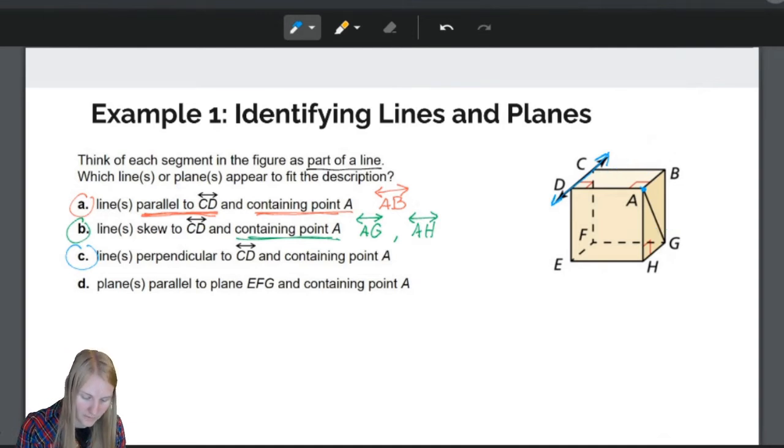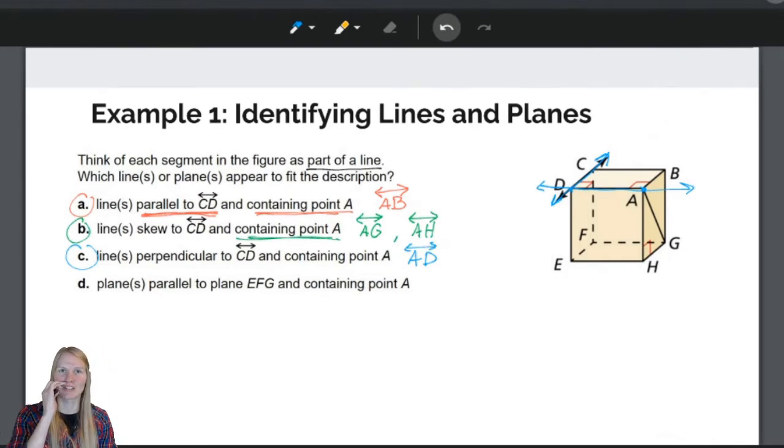So, here is a red box in the corner between CD and AD. So, AD is a line that is perpendicular to CD and contains point A. Be sure that on your homework or on a test, if it says containing point A, do not name any lines other than the ones that contain point A.